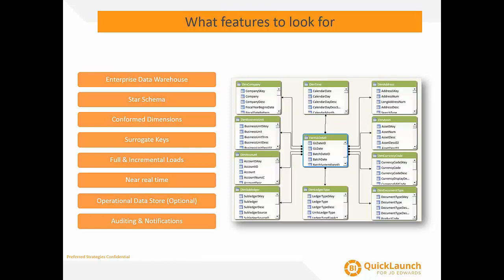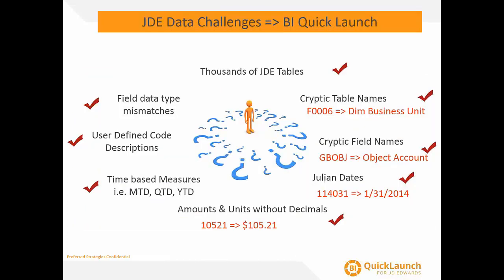Again, from the data model and the structure and the challenges, JD Edwards data is not structured in a way to easily facilitate BI. There are thousands of tables, with cryptic table names like F0006. Again, in the warehouse, we refer to that as DIM Business Unit. Cryptic field names, GBOBJ for, let's say, the object account. Again, we want to give it a usable, intuitive name.